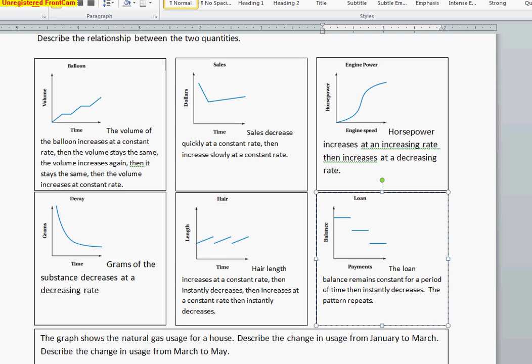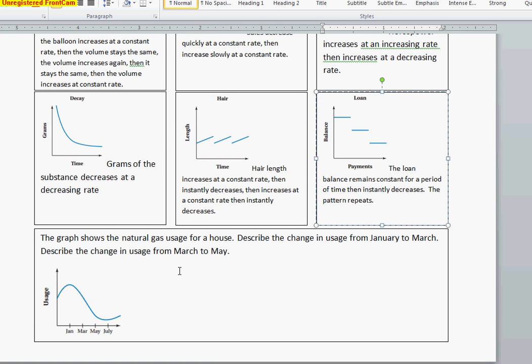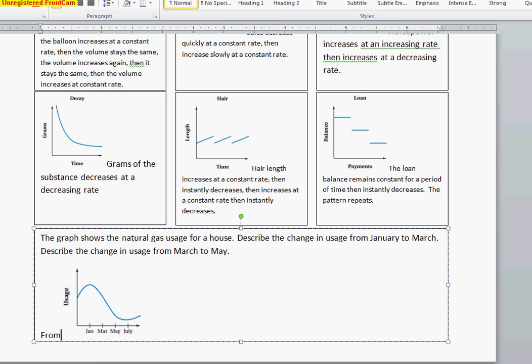So let's take a look at the last type of problem. It says the graph shows natural gas usage in a house and describe the change in usage from January to March. So January is here to March over here. And so we'll say that from January to March, natural gas decreases at an increasing rate. So it's decreasing, and see how it goes up to a point and then it starts heading back down. So it's decreasing, but then at a quicker rate as it goes down. And so from January to March, the gas decreases at an increasing rate.